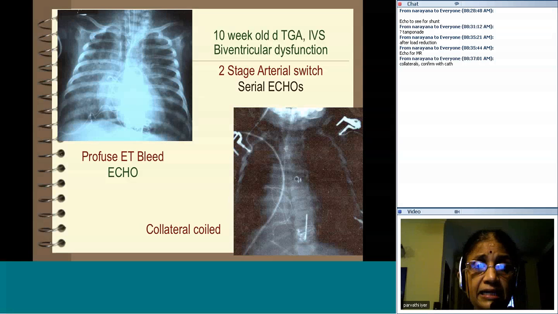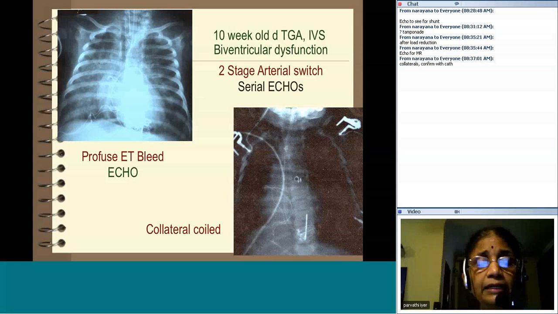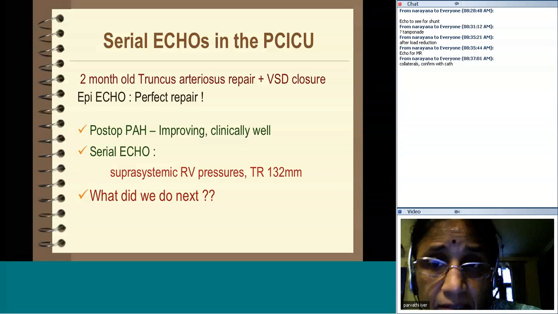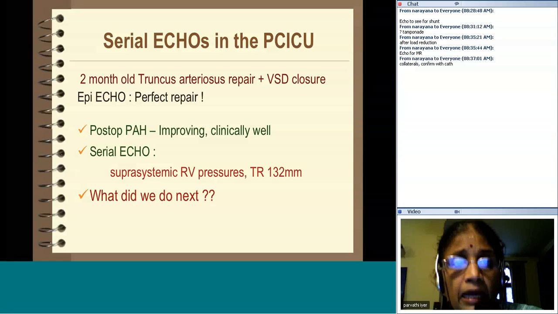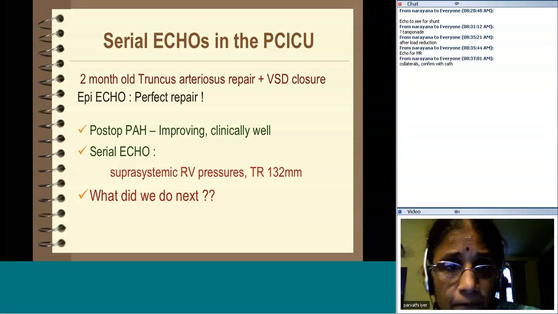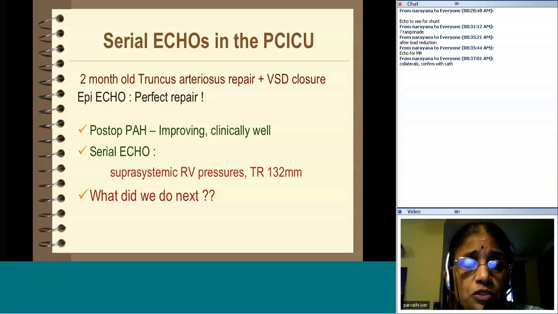Now, sometimes this is when your decision making can be difficult. The earlier cases were easier. This is a 2-month-old truncus arteriosus repair with a VSD closure. Epicardial echo, perfect, excellent repair. Post-operatively, there was some measure of pulmonary hypertension, but the baby did well, was improving, and was clinically well. So we did a serial echo just prior to extubation, and we found that the right ventricular pressures were suprasystemic, with a tricuspid regurgitation jet of 132 mm.